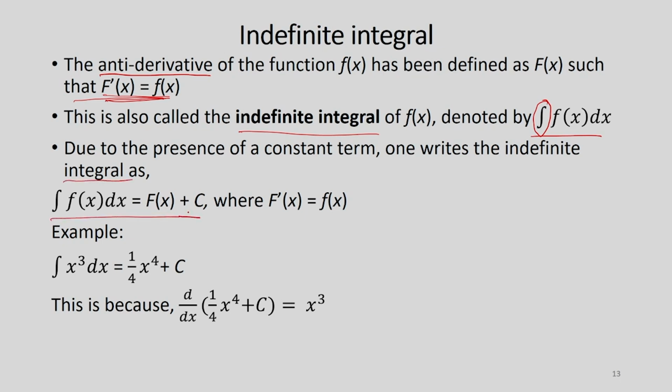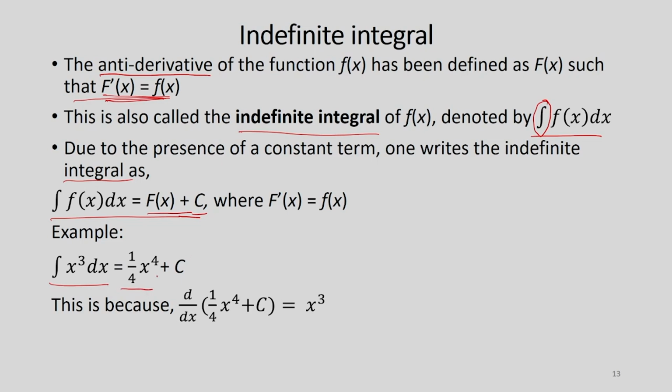This is what one writes: integration of f(x) dx is equal to capital F(x) plus c. So, capital F(x) is the antiderivative of small f(x), but capital F(x) is not the only function that one is looking at, because there could be a plus constant term. So, here is an example. If I take the integration of x cube dx, it is equal to 1/4 of x to the power 4 plus c.